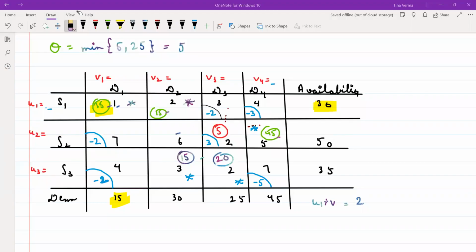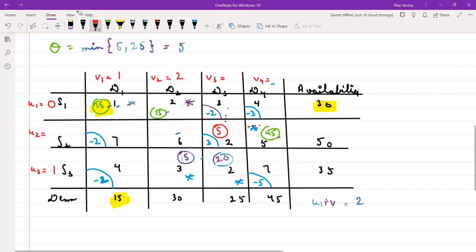Now your solution has been changed. That means again you will calculate your ui and vj's. So you can take u1 equal to 0 over here. This is a basic cell, 0 plus v1 equal to 1, so v1 will be 1. This is also 0 plus v2 equal to 2, so v2 will be 2. And from this solution, u3 plus v2 is equal to 3, so it will be 3 minus 2, that will be 1.